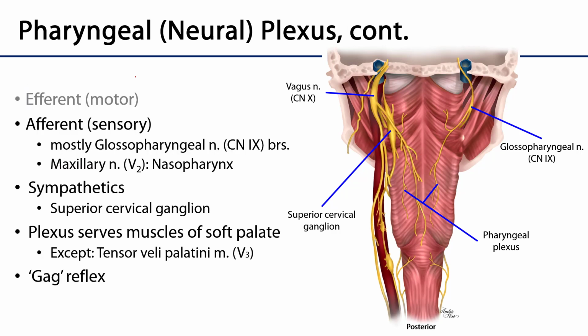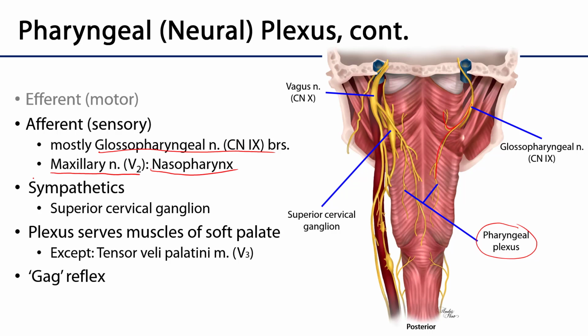Let's discuss the afferent, or the sensory part of the plexus. So in terms of the afferents, it's cranial nerve number 9, or the glossopharyngeal nerve. We can see that sending those afferent branches down to the pharyngeal plexus there. An exception to this is that the nasopharynx does not get its afferents from the pharyngeal plexus. The nasopharynx is actually innervated by the pharyngeal branch of the maxillary nerve, or V2.